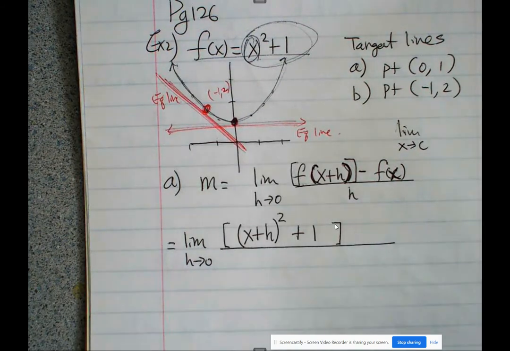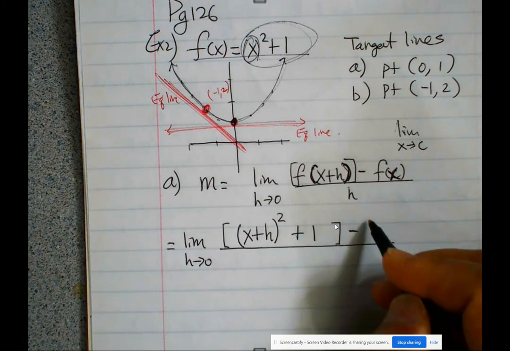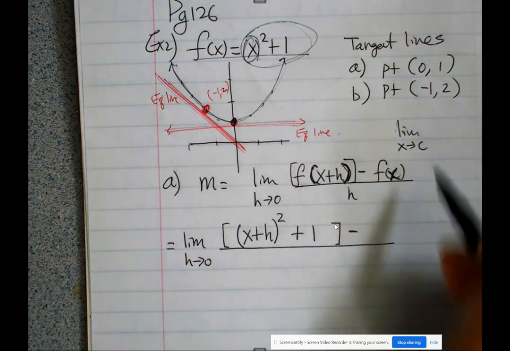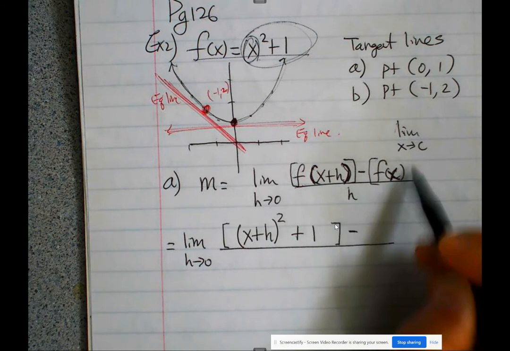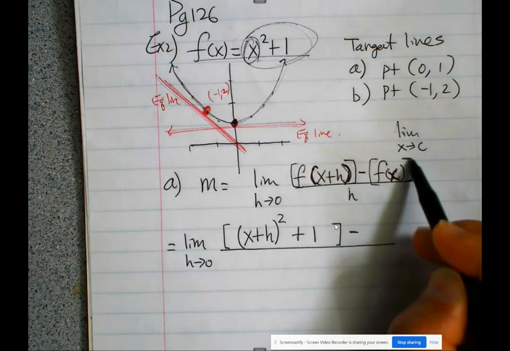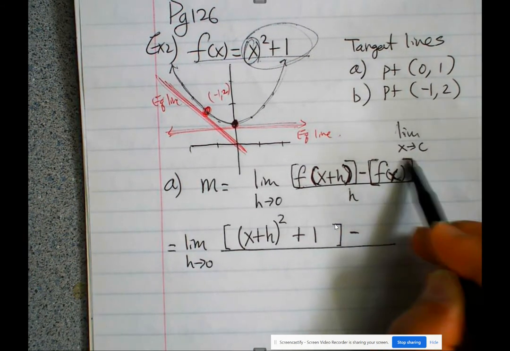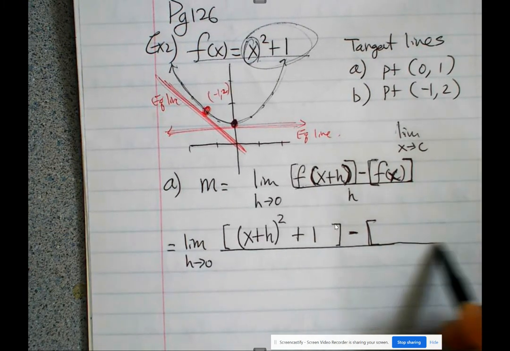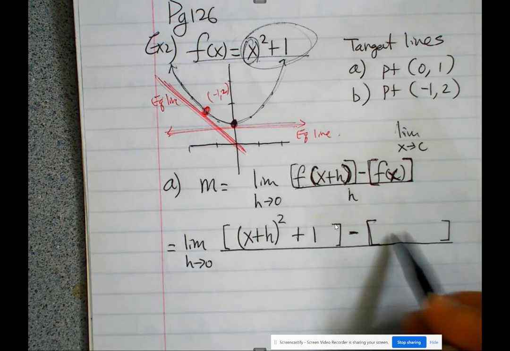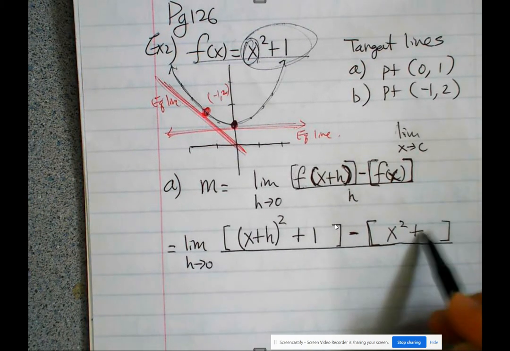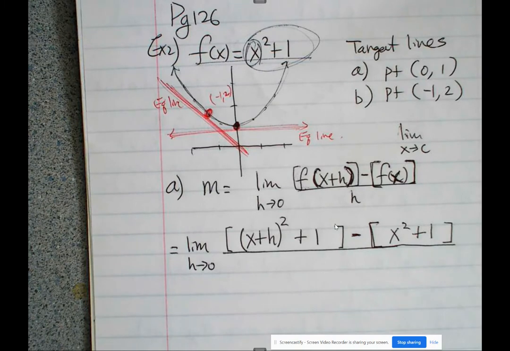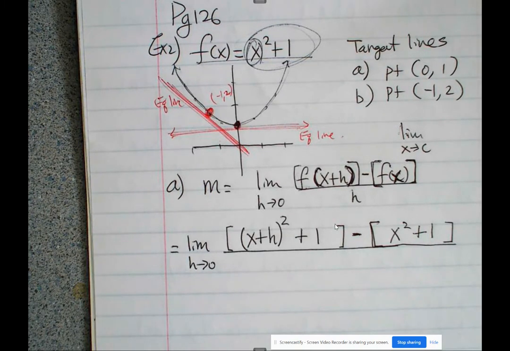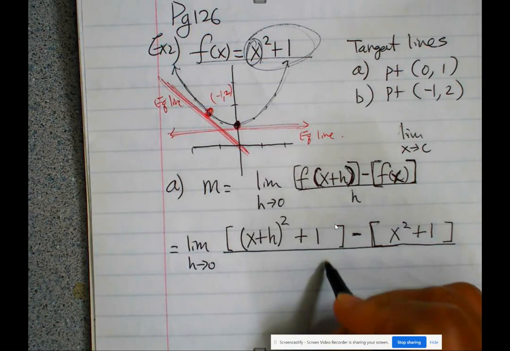Okay, minus. Pay attention to me. Do you see the second part, f of x? F of x is easy. I'm going to use a second bracket for the second part. So minus bracket. What is f of x? It's just x squared plus 1. How many of you follow what I just said? Raise your hand. F of x is f of x, x squared plus 1, all over h.